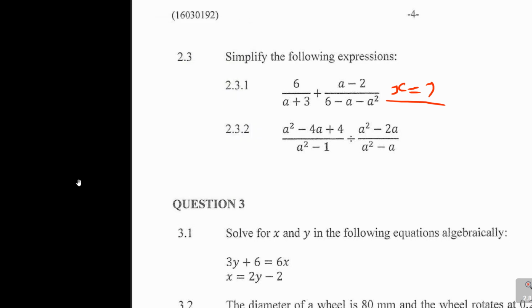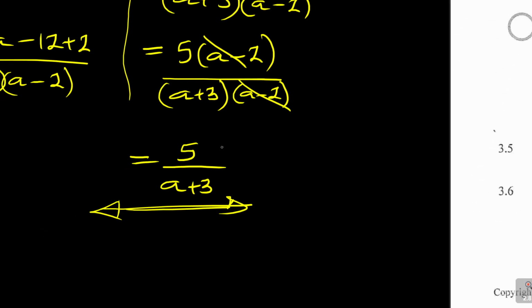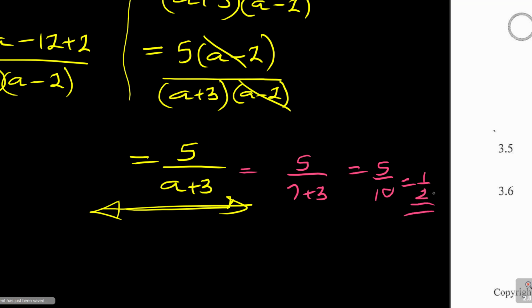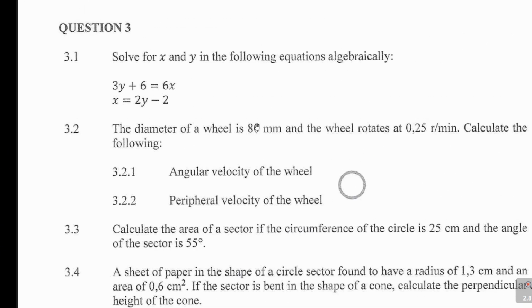Let's come here and say x is 7. If x is 7, this is same as equal to 5 over 7 plus 3, which is equal to 5 over 10, which is equal to 1 over 2. See that I'm maintaining that 1 over 2. It means my simplification of this is correct. Alright. So this was the first one.